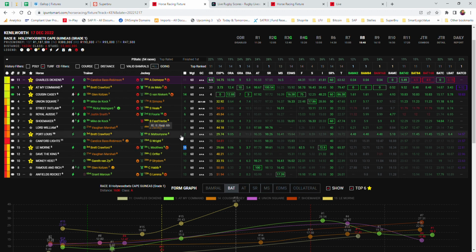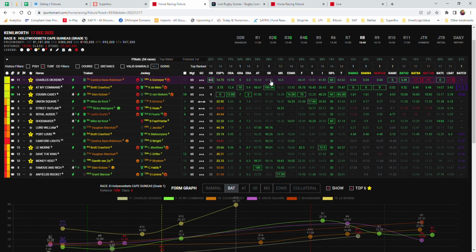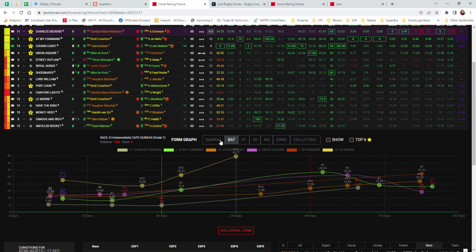And then another interesting one that Mr. Grant Maroon enjoys a lot and thinks highly of is Anfield's Rocket that hasn't done the 1600, but I watched that race and it kept flying at the death there. So I wouldn't be surprised if he is also good enough. Also got a flame with Gavin Arena here. So yeah, you guys can back Charles Dickens, banker Charles Dickens.